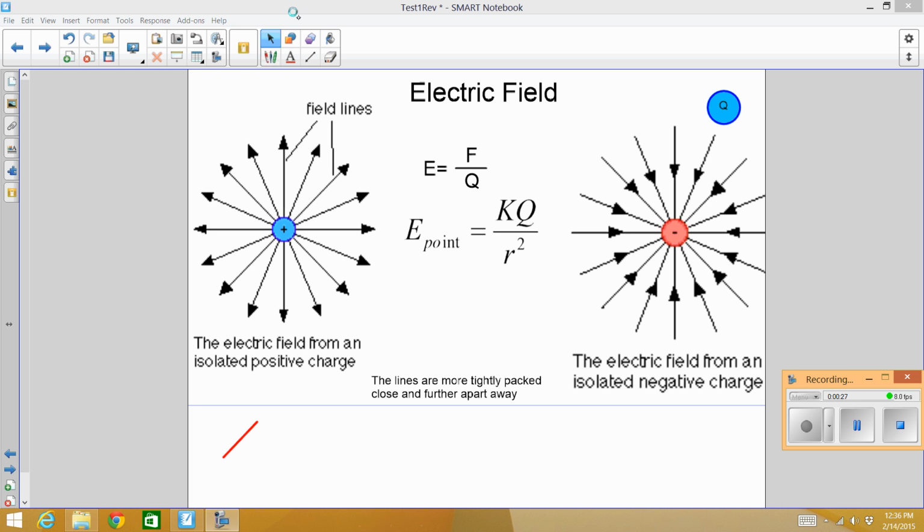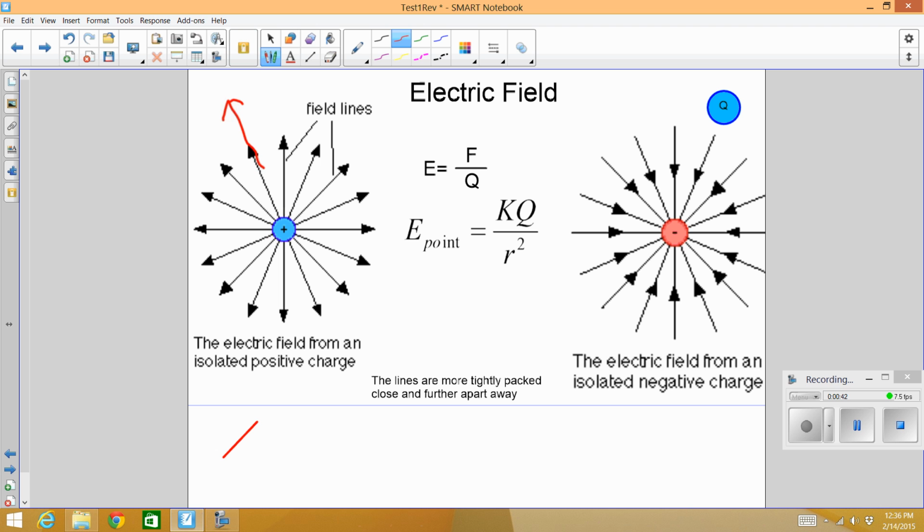If the charge is positive, then the electric field by convention points away from it, and if it's negative, it points toward it. So here you see a positive charge, the electric field is pointing away, at all points pointing away from it. Here's a negative charge on the right, the electric field is pointing toward it.